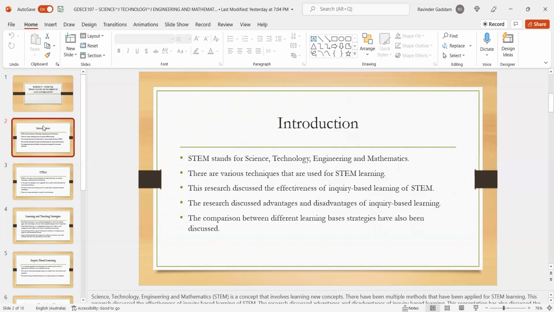What is inquiry-based learning? Inquiry-based learning is a collaborative process which encourages children to raise questions and explore their interest, where children learn to think scientifically. The comparisons between the different learning strategies have also been discussed.